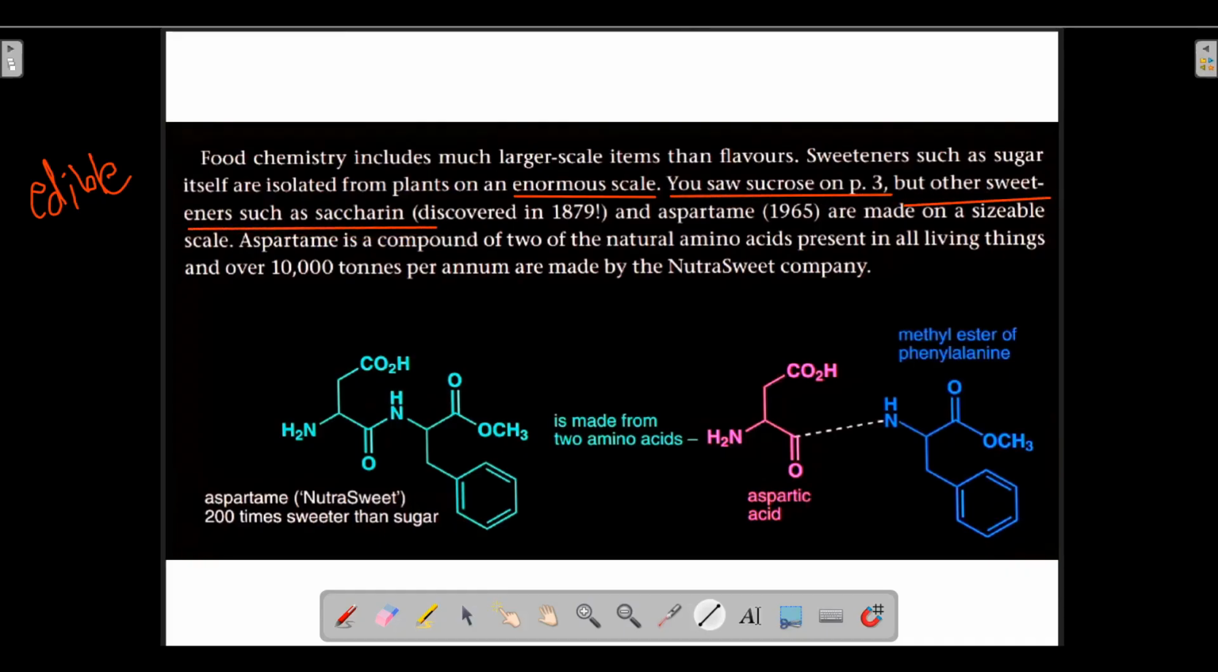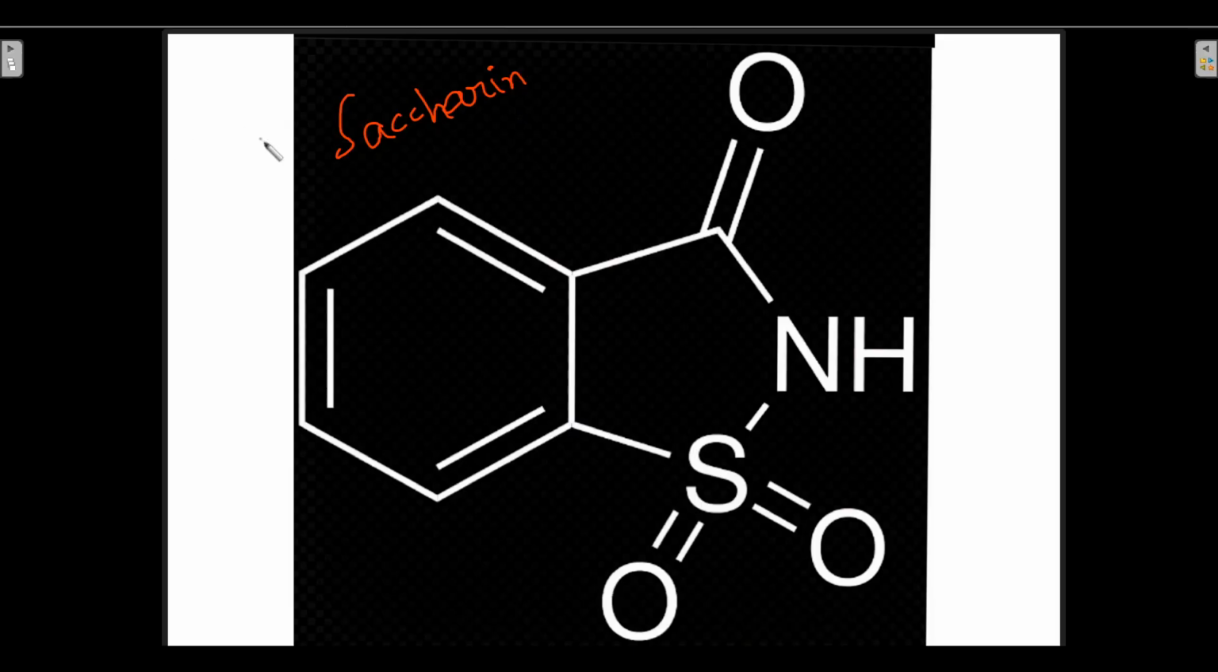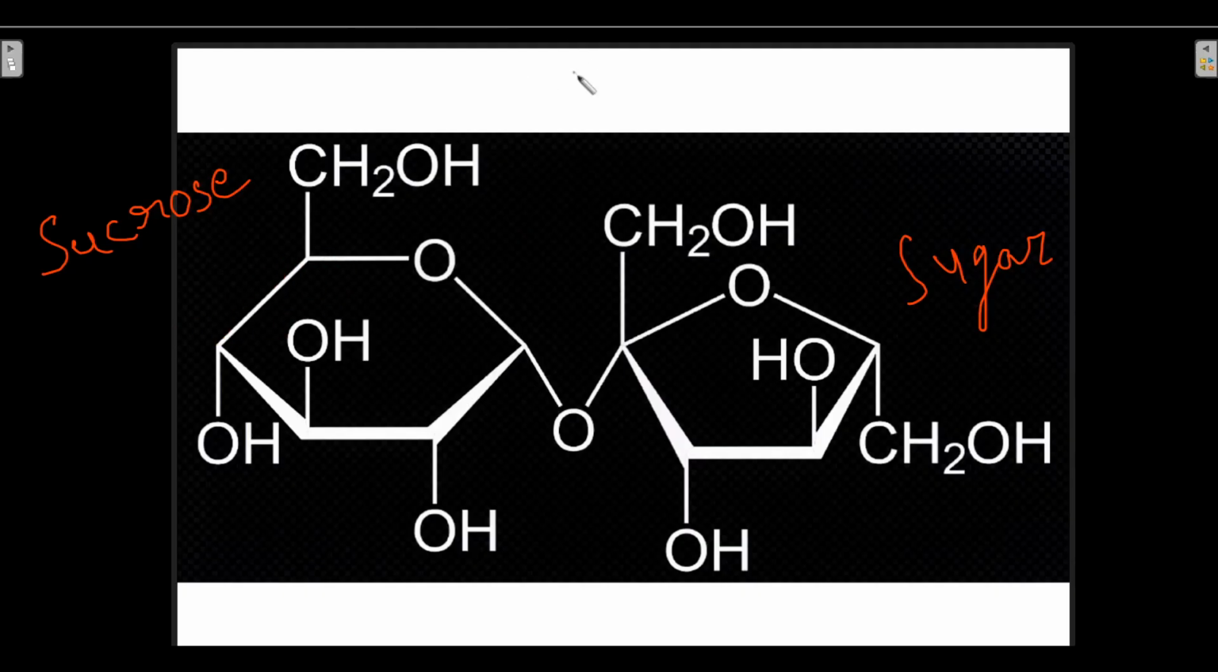Now what is saccharin? Let us have a look at the structure of saccharin. Saccharin's structure is something like this. One benzene ring is there, then this ring is there, then one ketone group is over here. This is saccharin. This is the structure of saccharin. This is the structure of sucrose.